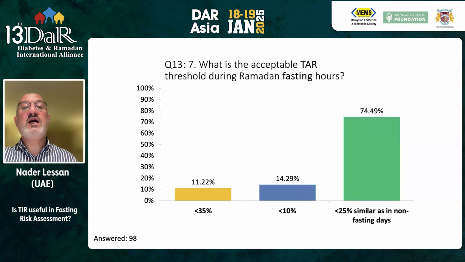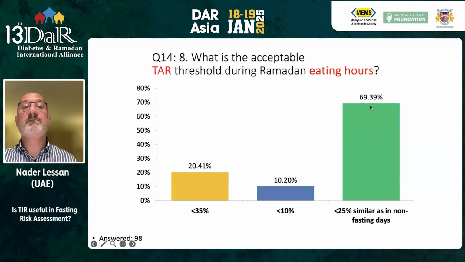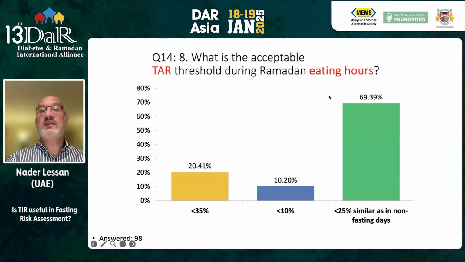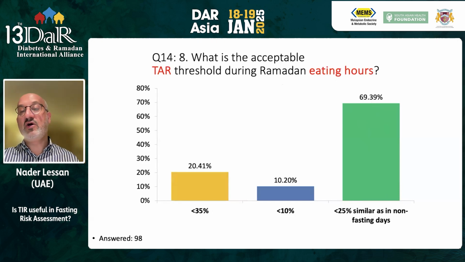What about time above range? What should the threshold be during fasting hours? Less than 25%, which is similar to non-fasting days; 75% of our respondents thought that should be adopted. What about time above range for eating hours? Here, again, nearly 70% of our respondents thought it should be similar to the threshold for non-Ramadan, non-fasting days, less than 25%.